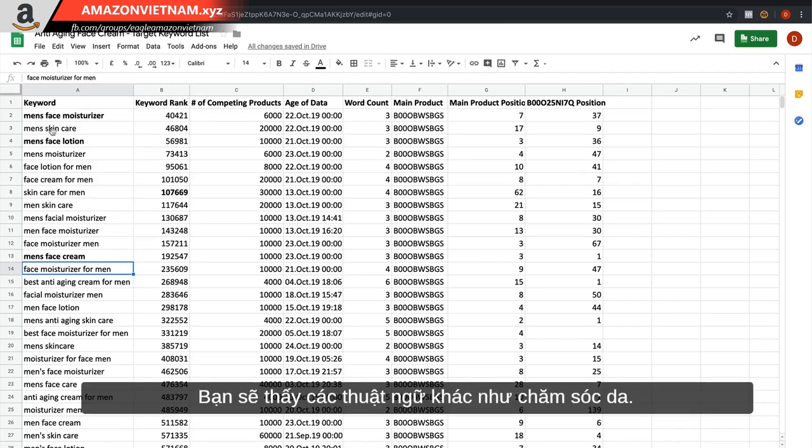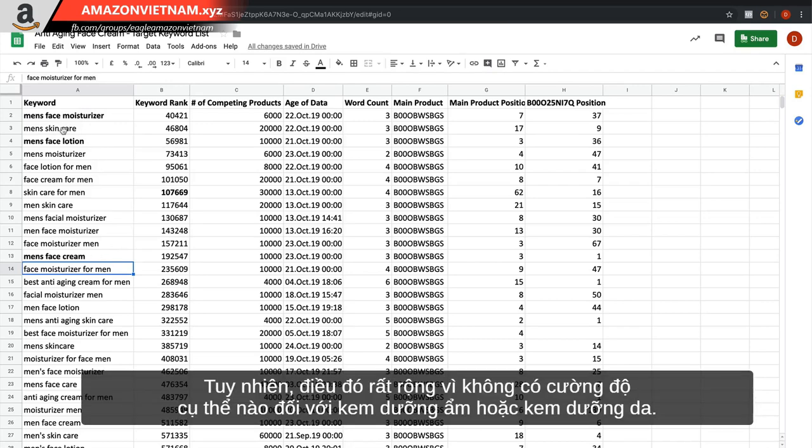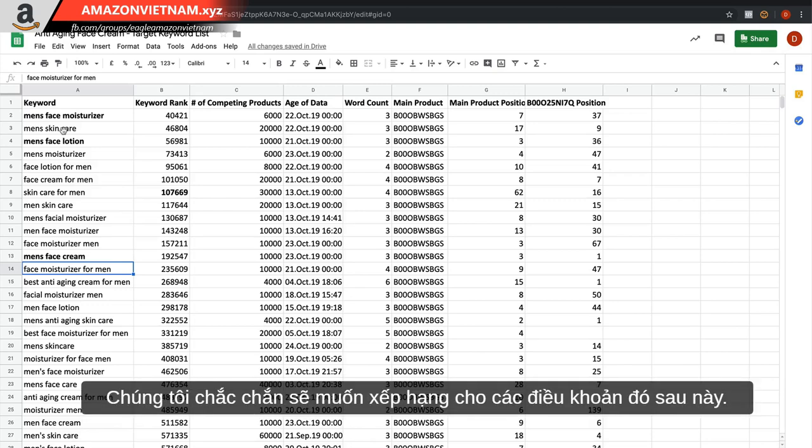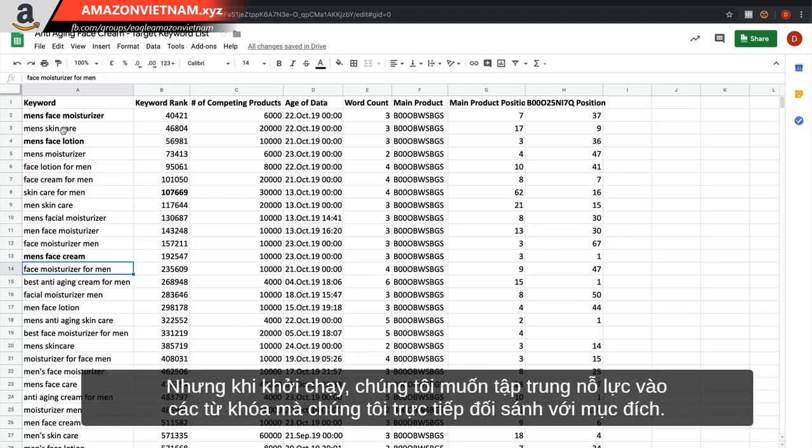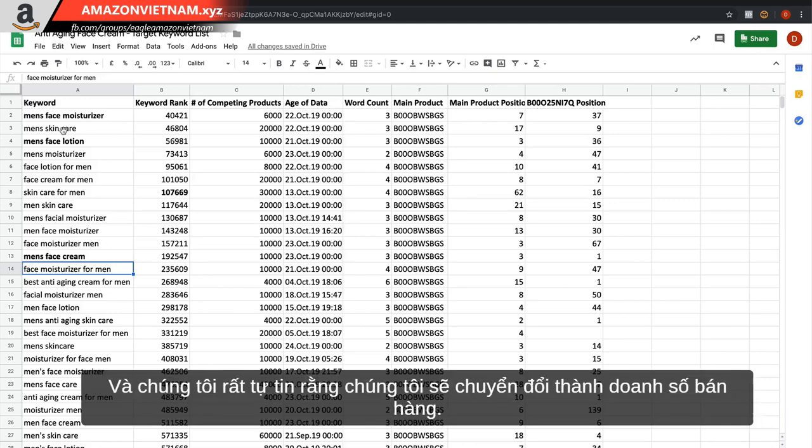You'll see other terms like skincare. However, that's very broad because there's no specific intent to a lotion, moisturizer, or cream. We would definitely want to rank for those terms later on. But when launching, we want to keep our effort focused towards keywords that we directly match the intent for, and we are highly confident that we will convert into sales.